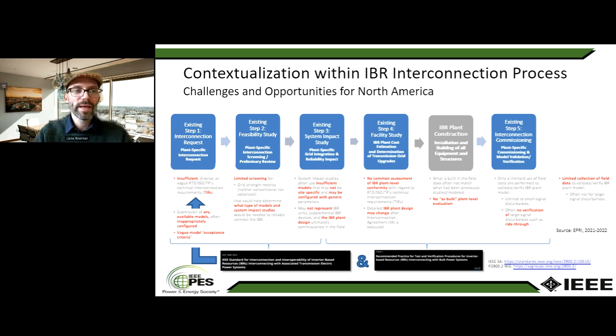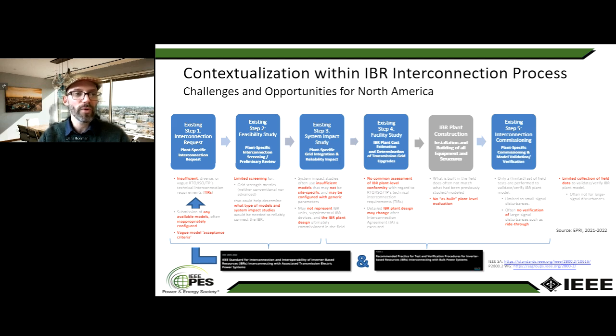Let us try to contextualize where IEEE 2800 and also its complementary recommended practice, which will be IEEE 2800.2, might fit into the North American interconnection process. And this slide shows not only the process as it is laid out in the pro forma FERC LGIP, but it also highlights in red some of the big gaps that are potentially included in this process with regard to power system reliability. So the first step is the interconnection request.